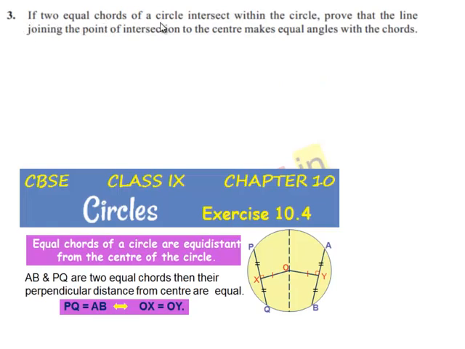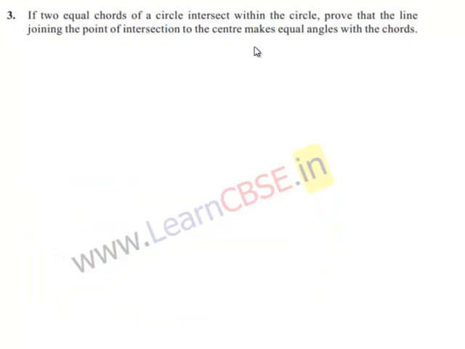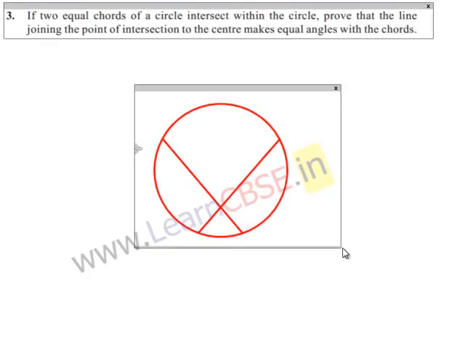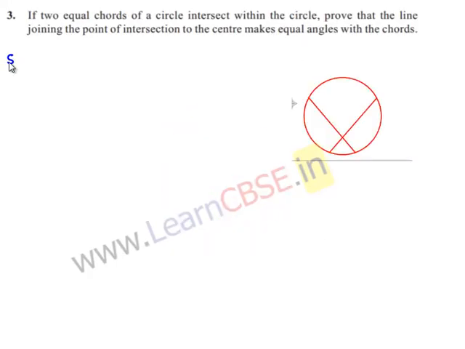If two equal chords of circle intersect within the circle, prove that the line joining point of intersection to the center makes equal angles with the chords. Now moving on to the solution. Let us consider a circle with two equal chords in it. So in the solution, we have considered a circle with center O and two equal chords, that is AB and CD, of equal lengths intersecting at point E.